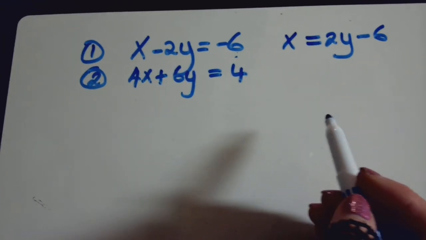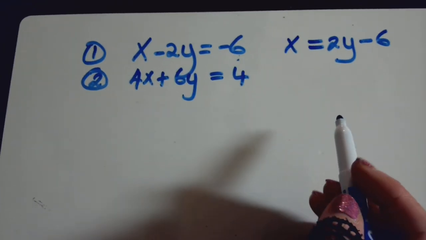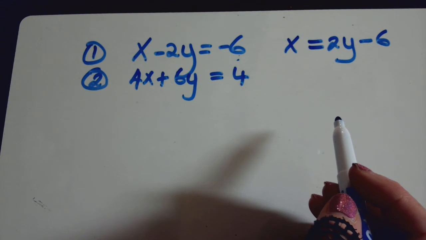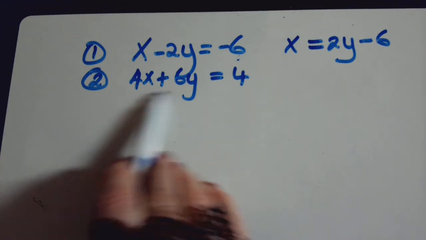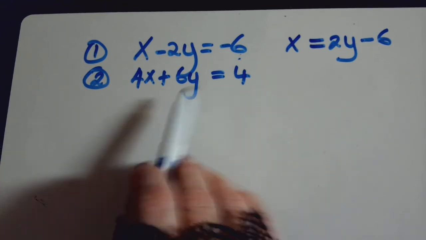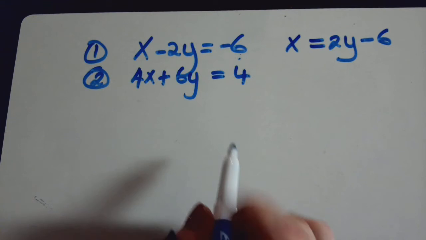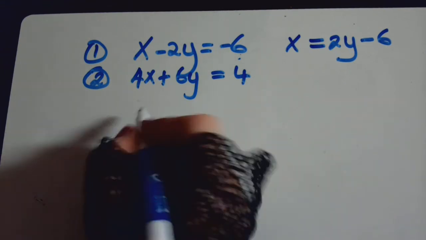So now, instead of solving like we did where we solved for y, and it does not matter which one, you can solve for x first or y, whichever one's easier. So I go back into system 2, the second line, and everywhere I see an x, I replace it with 2y minus 6.